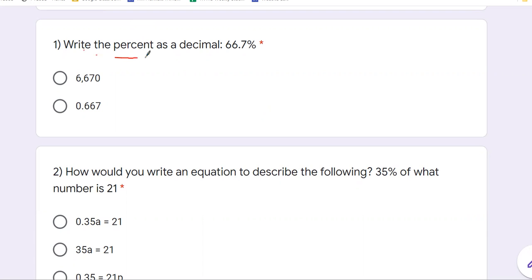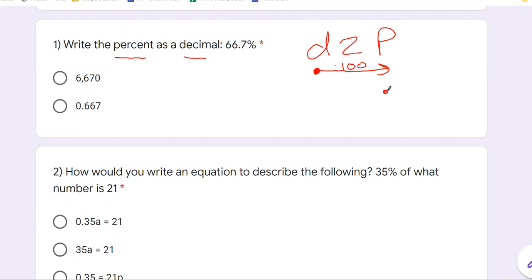This says write the percent as a decimal, 66.7%. And we discussed the idea of D2P. This is decimal to percent. If you start at a decimal, that means you don't have a percent symbol on the number. You move the decimal 2 places to the right. That's the same as multiplying by 100. And that converts whatever you start with to a percent.